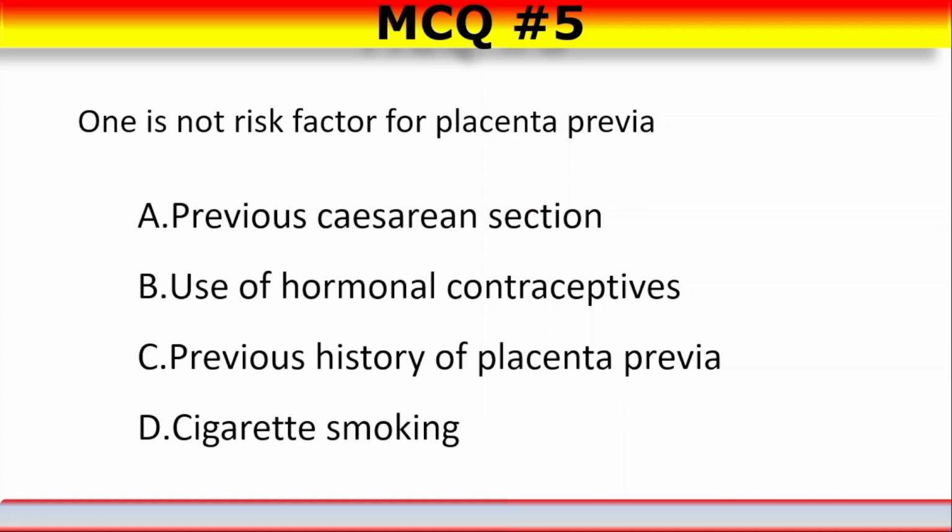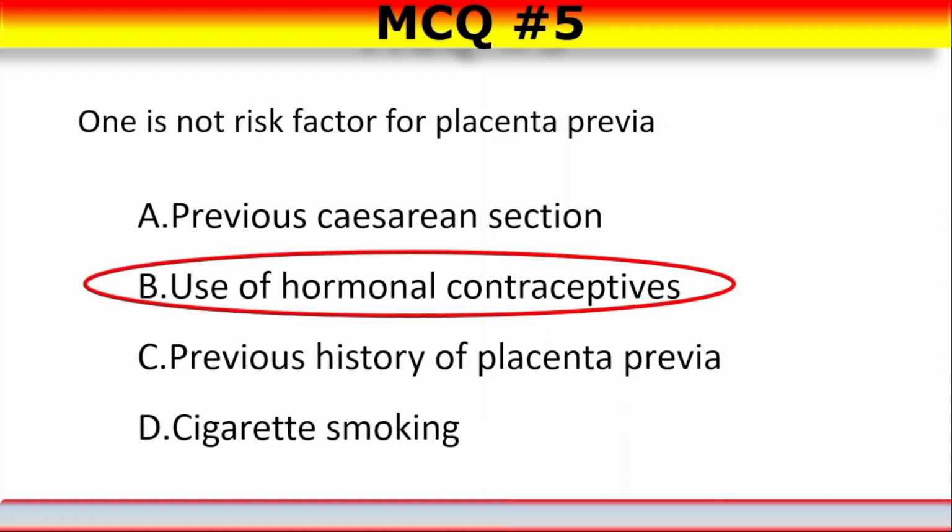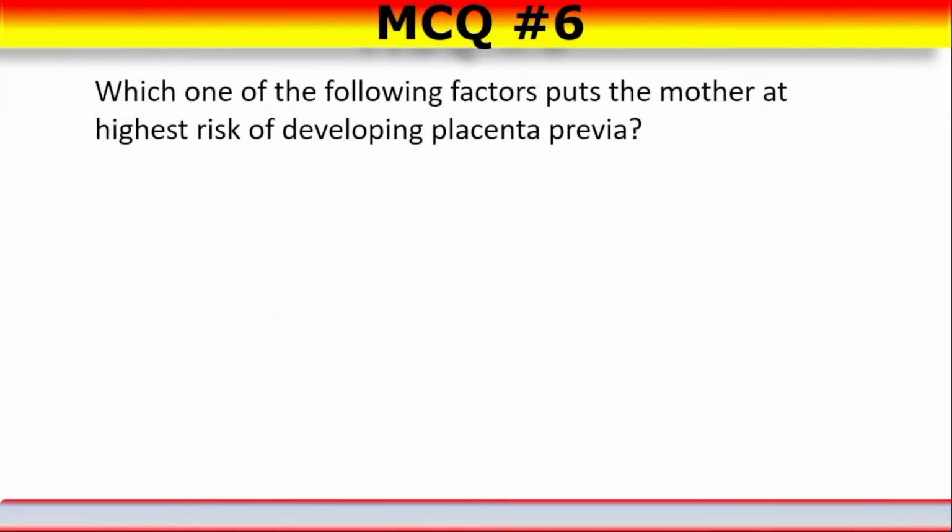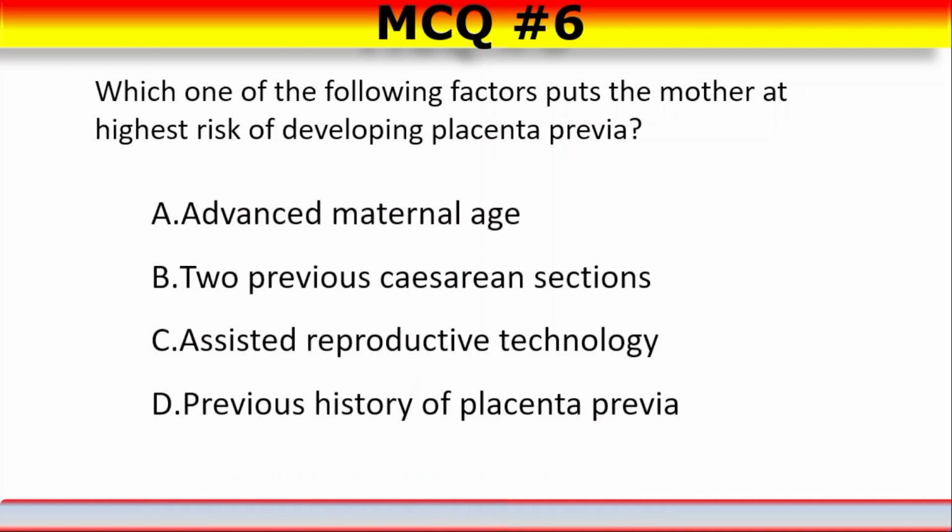The correct answer is B. Use of hormonal contraceptives has not been found linked to placenta previa, so this is not a risk factor. Question number 6. Which of the following factors puts the mother at highest risk of developing placenta previa? A. Advanced maternal age. B. 2 previous cesarean sections. C. Assisted reproductive technology. D. Previous history of placenta previa.